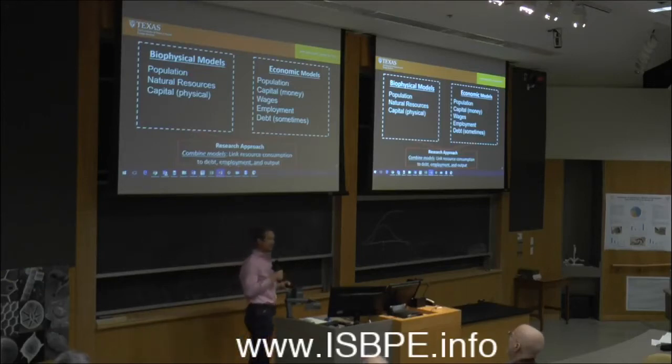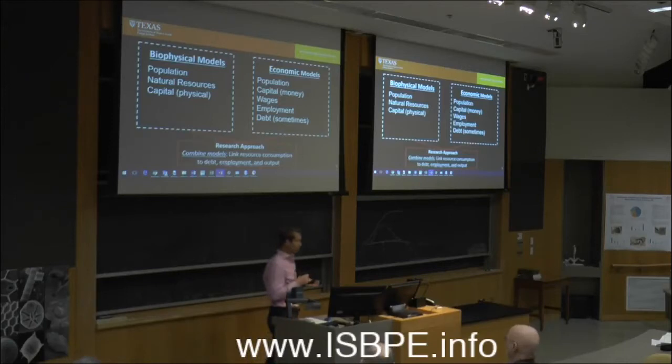Economic models often have population. Maybe it's exogenous, but it's implicit in there. Capital, maybe it's in units of money instead of physical units. Wages, employment, these are the things that policymakers and people want to understand. Are you going to create jobs? Is the GDP going to grow? And sometimes including debt, depending on what sort of economic camp you're in.